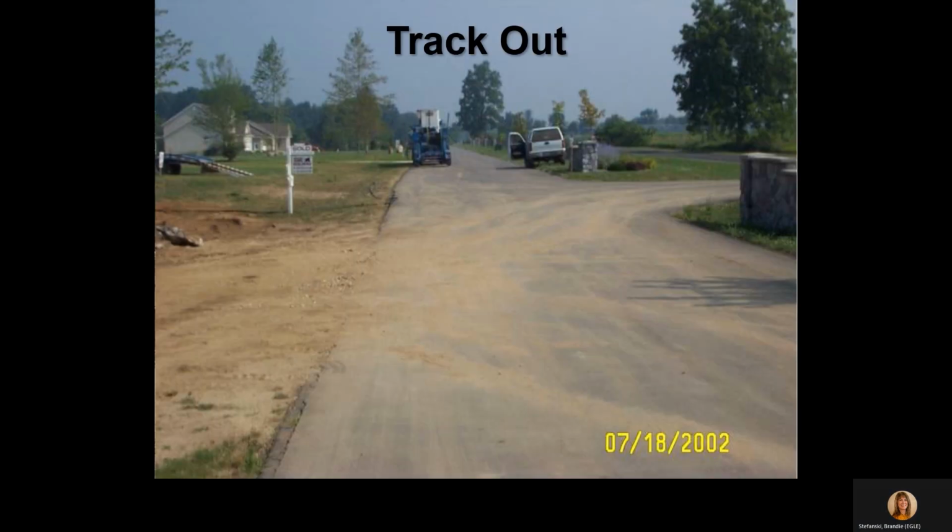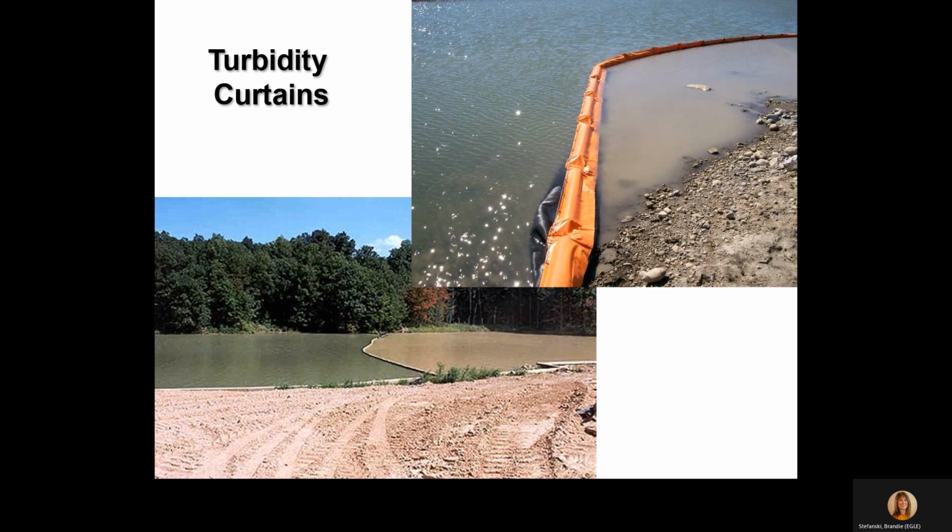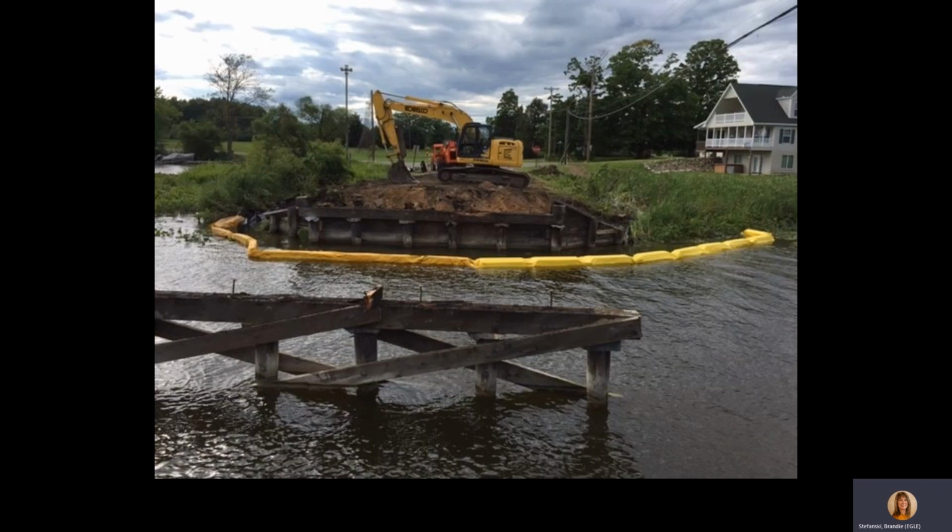Have you seen this at a construction site or had to deal with a neighbor's complaint? Track out of sediment can trigger many complaints. A rock access or street sweeping are typically required to address this issue. Next, we're going to discuss turbidity curtains. Keep in mind that if you are using a turbidity curtain, you will likely need a Part 301-303 permit from EGLE. The turbidity curtain is designed to isolate the work area.